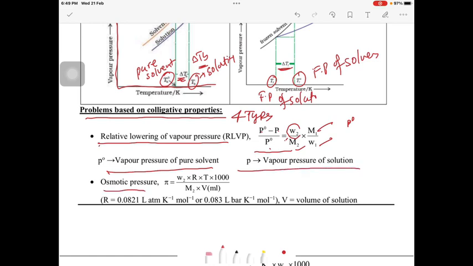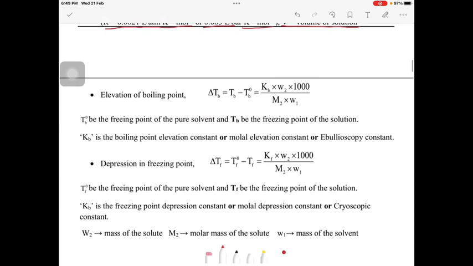Next one is osmotic pressure. Pi is equal to weight of solute by molecular weight of solute into R into T into 1000 by V in ml. Here R is 0.0821 liter atmosphere per Kelvin per mole, or 0.083 liter bar per Kelvin per mole. V is the volume of the solution.